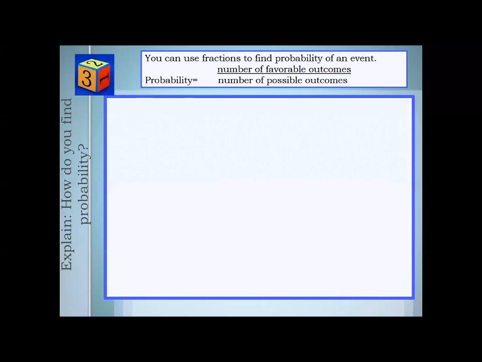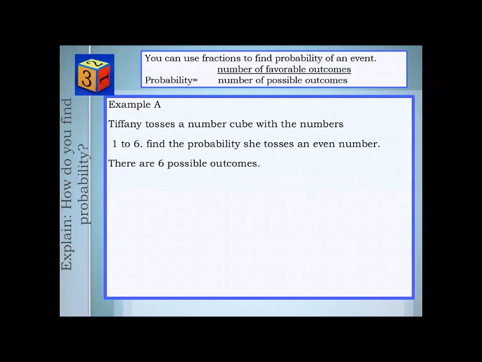Now, how do you find probability? You can use fractions to find probability of an event. Probability equals the number of favorable outcomes over the number of possible outcomes. Let's explain further. So, let's look at an example.